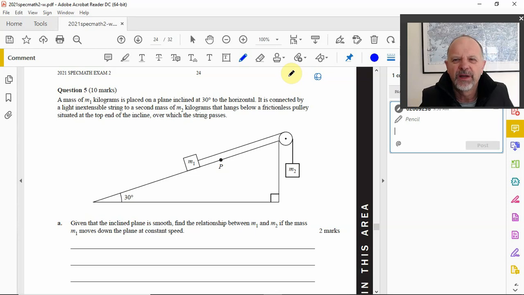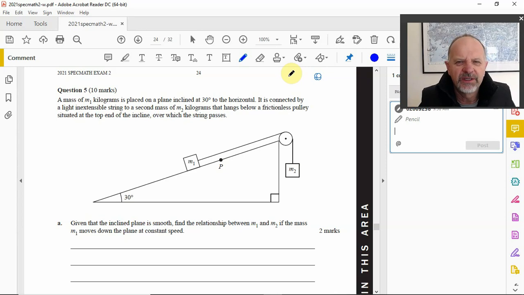Okay, so here we are again with the 2021 VCAA Specialist Maths Exam 2, Section B, and we're on question 5 in this particular video. All right, so we've got a mass on an inclined plane, and another mass hanging over it, and we're going to have a look at what's going on with this.